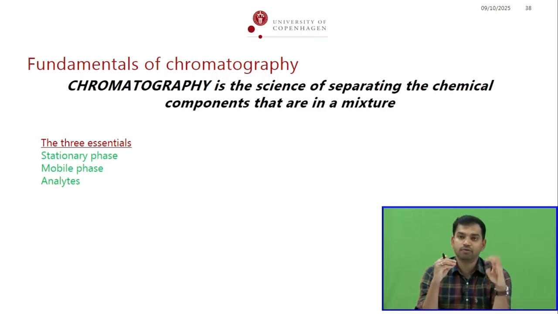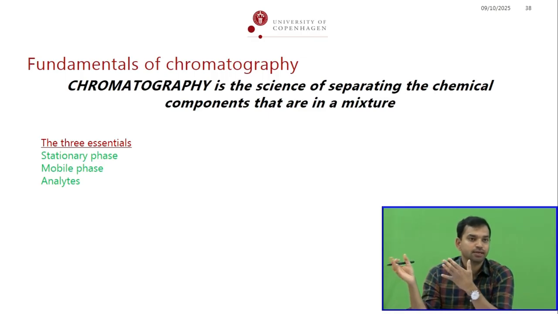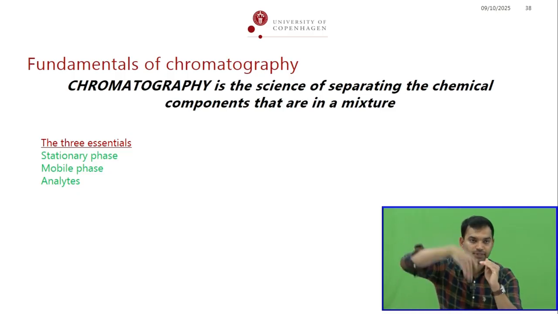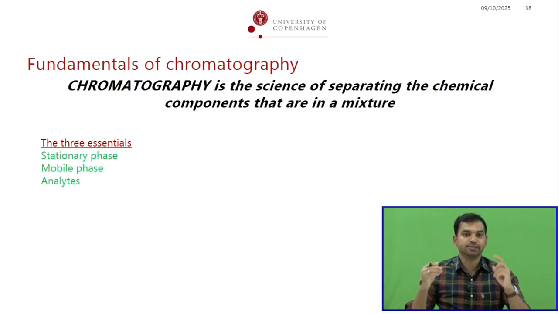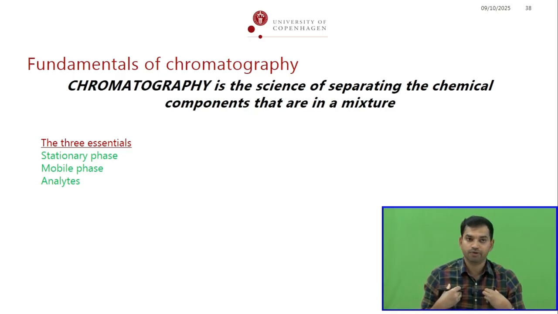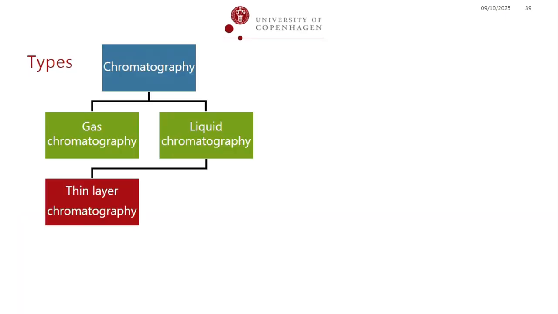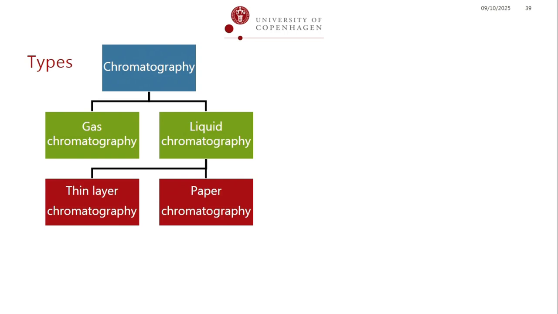I'm going to use these three words continuously in future classes. When I say stationary phase, it is something that doesn't move. When I say mobile phase, it is something that moves. And the analyte is something that we want to separate. I won't define it again and again. Is it okay? Cool.